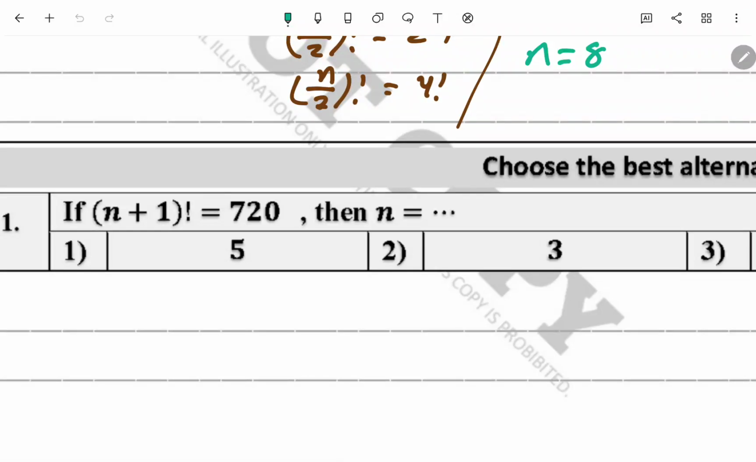Bismillah ar-Rahman ar-Rahim. Let's continue some exercises about factorials. Choose the best alternative.